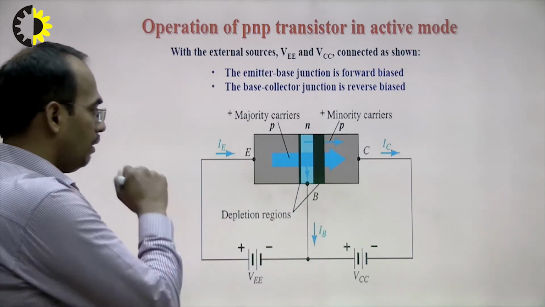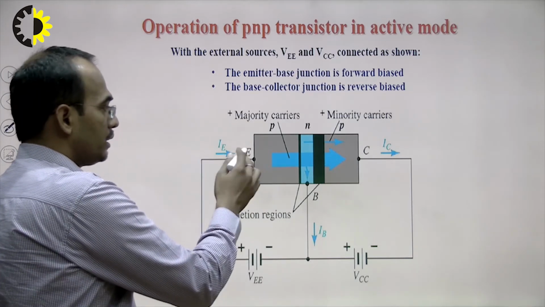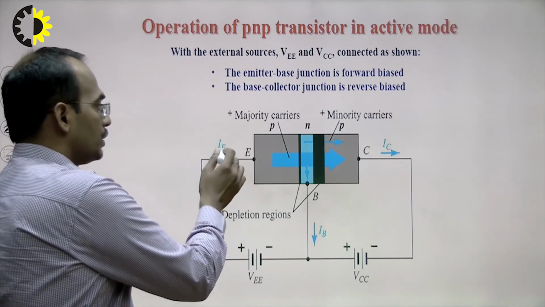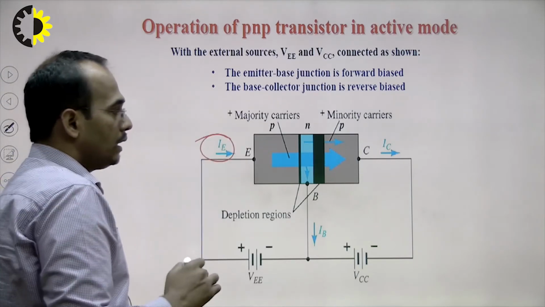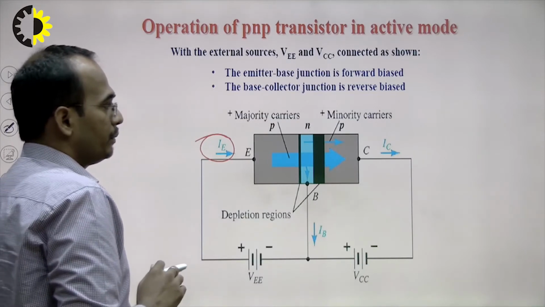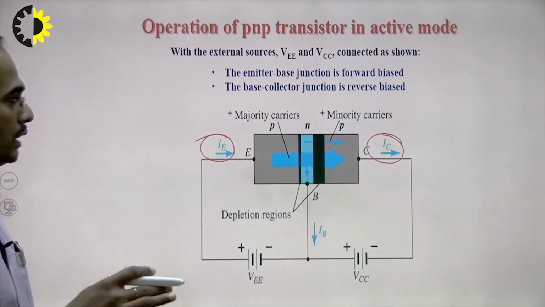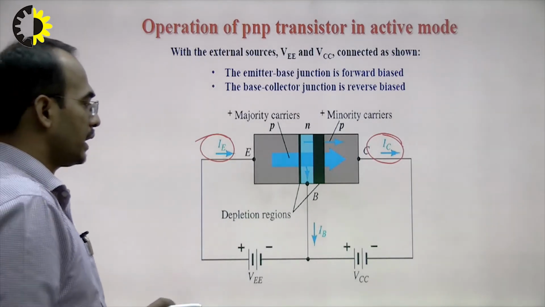Whatever charge carriers are injected by this emitter will constitute the emitter current IE, and the charge carriers collected by the collector will constitute the collector current IC. So, what will be the direction of the emitter current, base current and collector current?